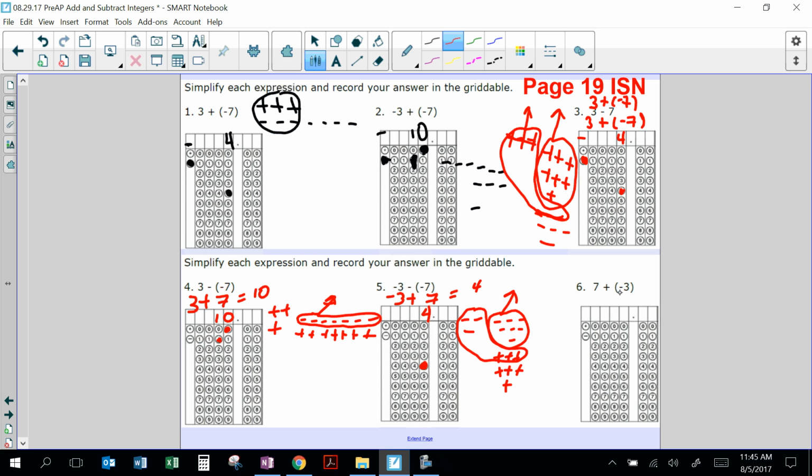And the last question, number 6, 7 plus negative 3. So you're adding them. You're not taking them, you're adding. So do I have more positive or more negative? I have more positives. By how many? By 4. The answer is 4. If you don't trust me, here's 7. Add 3 more negatives to this picture. These make 0 pairs, and we're left with 4.